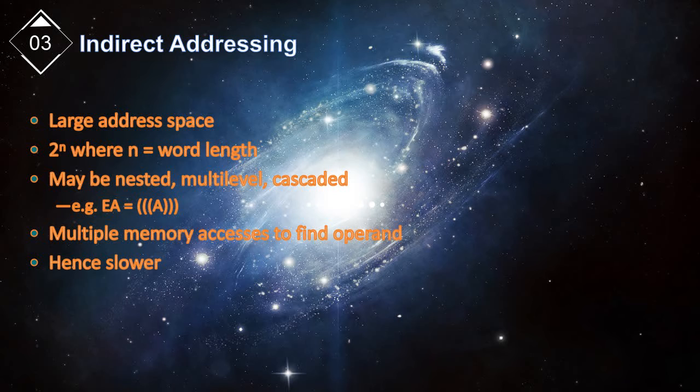For indirect addressing mode, a large address space is needed, 2 power n, where n is equal to the word length. It may be nested, multi-level or cascaded. We need multiple accesses to find the operand, hence it is very slow.